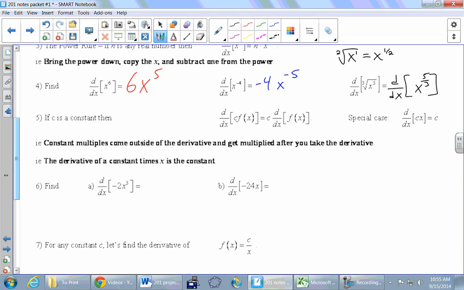And now it looks like x to a power, so I can use my brand new rule. So what comes down? 5/3. What gets copied? x. Carefully subtract 1 from that power. 2/3 is right. Any questions on the power rule?